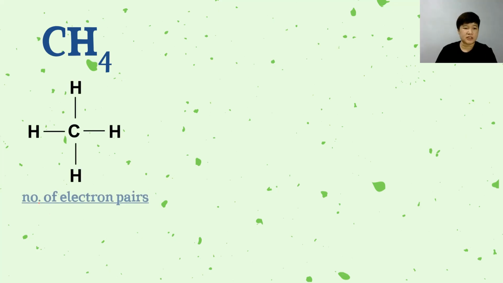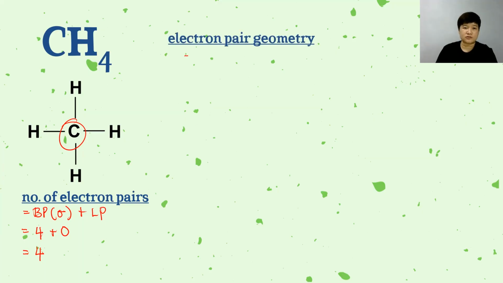I have CH4. The Lewis structure is given as this. So from the Lewis structure, you need to calculate the number of electron pairs, starting with the bonding pairs, where we take count of sigma bonds, plus lone pairs. So your bonding pair over here is 4, no lone pair at the central atom, 0. So the number of electron pairs is 4. And your electron pair geometry will be tetrahedral.